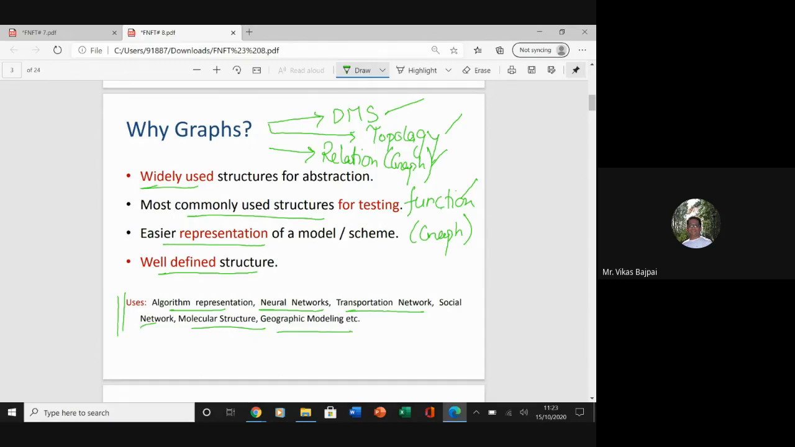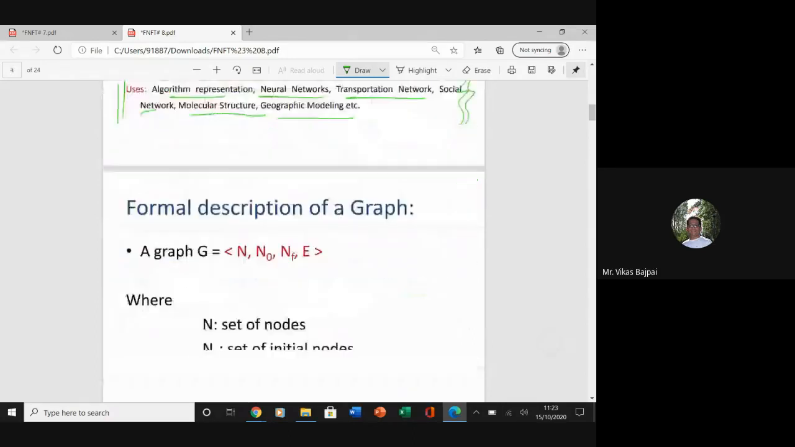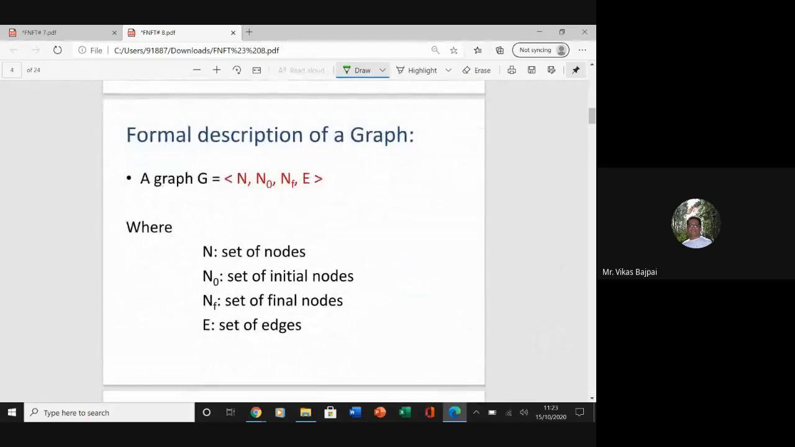And along with these, these are some very standard usages of graphs. So when we talk about a graph, this is a formal description. It has four tuples, right? We have capital N, we have N0, we have NF, and then we have E. All these are in capital letters. Capital N is a set of nodes. It can have N1, N2, and so on and so forth. Then we have N0.